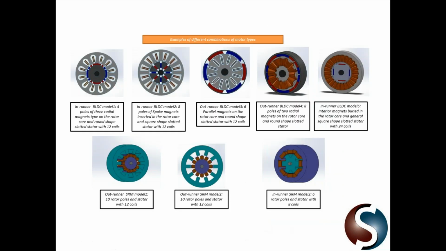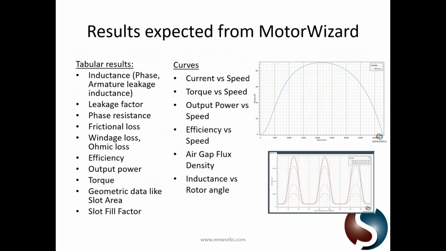These are the several different combinations of motor types that are possible using MotorWizard. So we just want to bring it to you that if you have BLDC motors where the magnets are inside, and then we have BLDC motors where the magnets are what we call as an outrunner model and in-runner models, we can do those. We can also do both outrunner and in-runner switch reluctance machine. And what kind of results one can expect from MotorWizard? So all kinds of machine results that are critical for motor designers are available. We have in the form of curves, current versus speed, torque versus speed curves. We have efficiency maps, and a whole lot of tabular results.